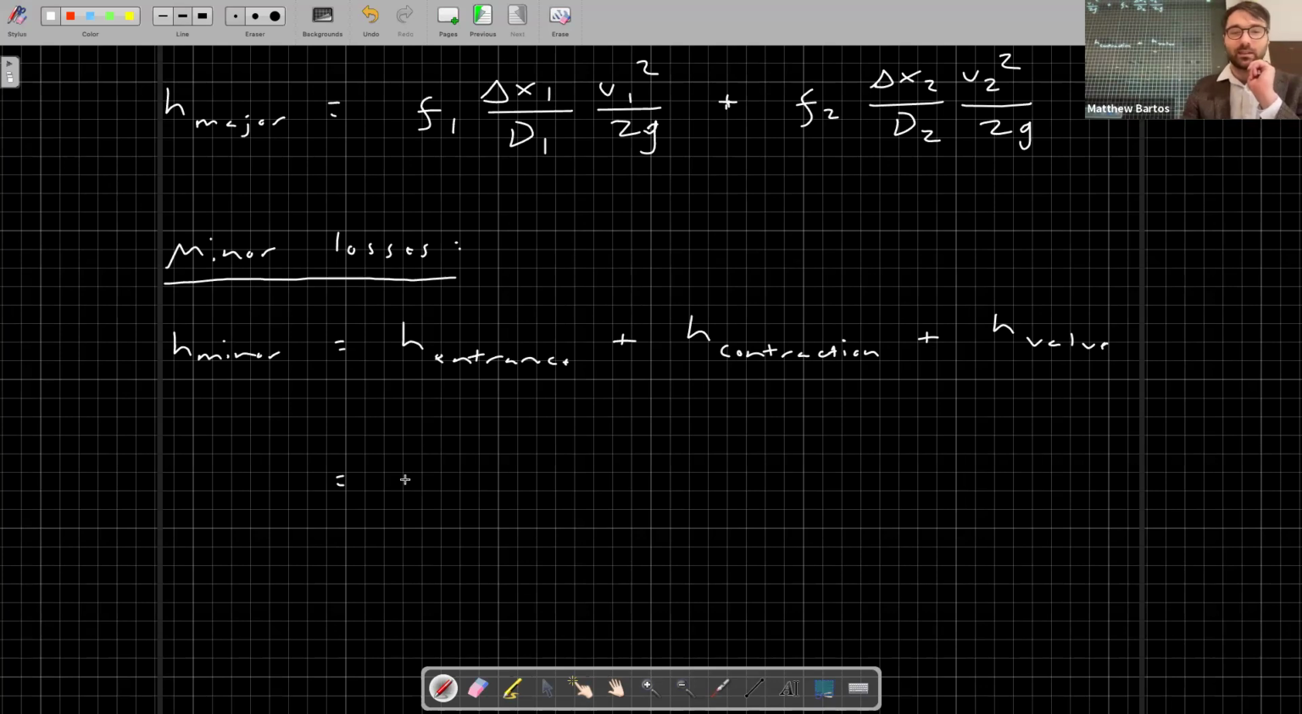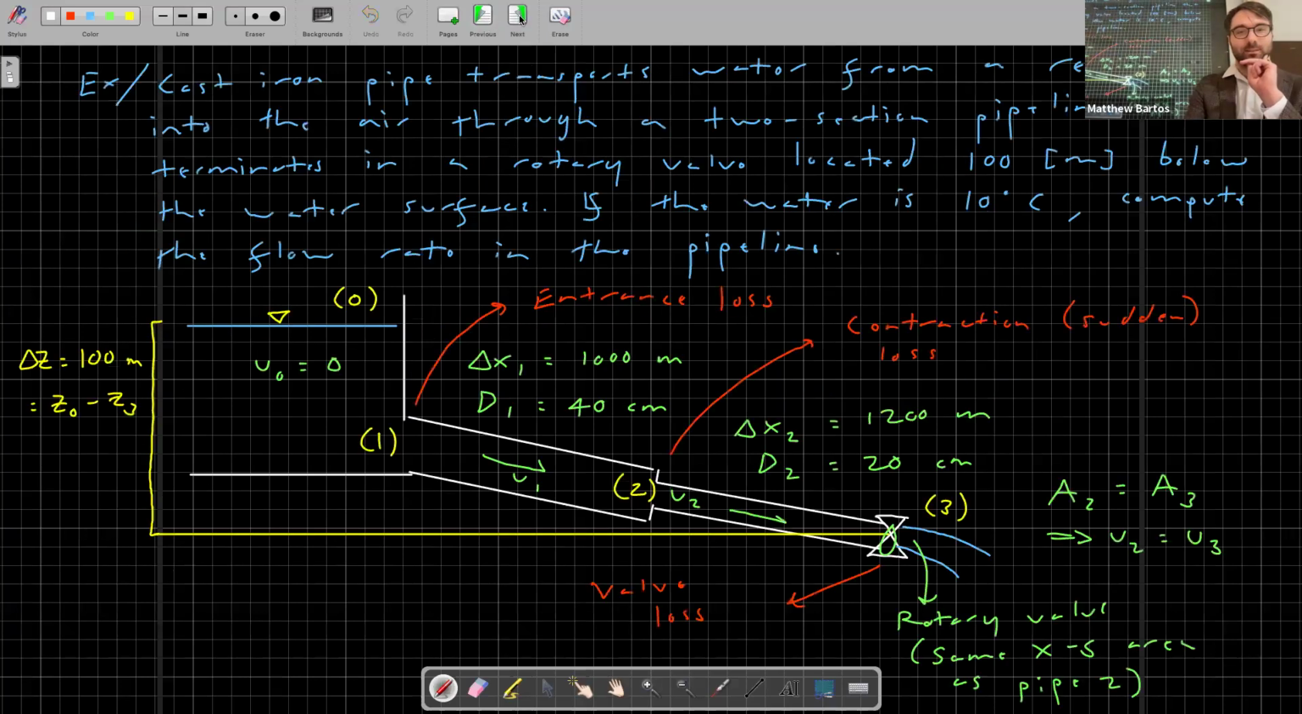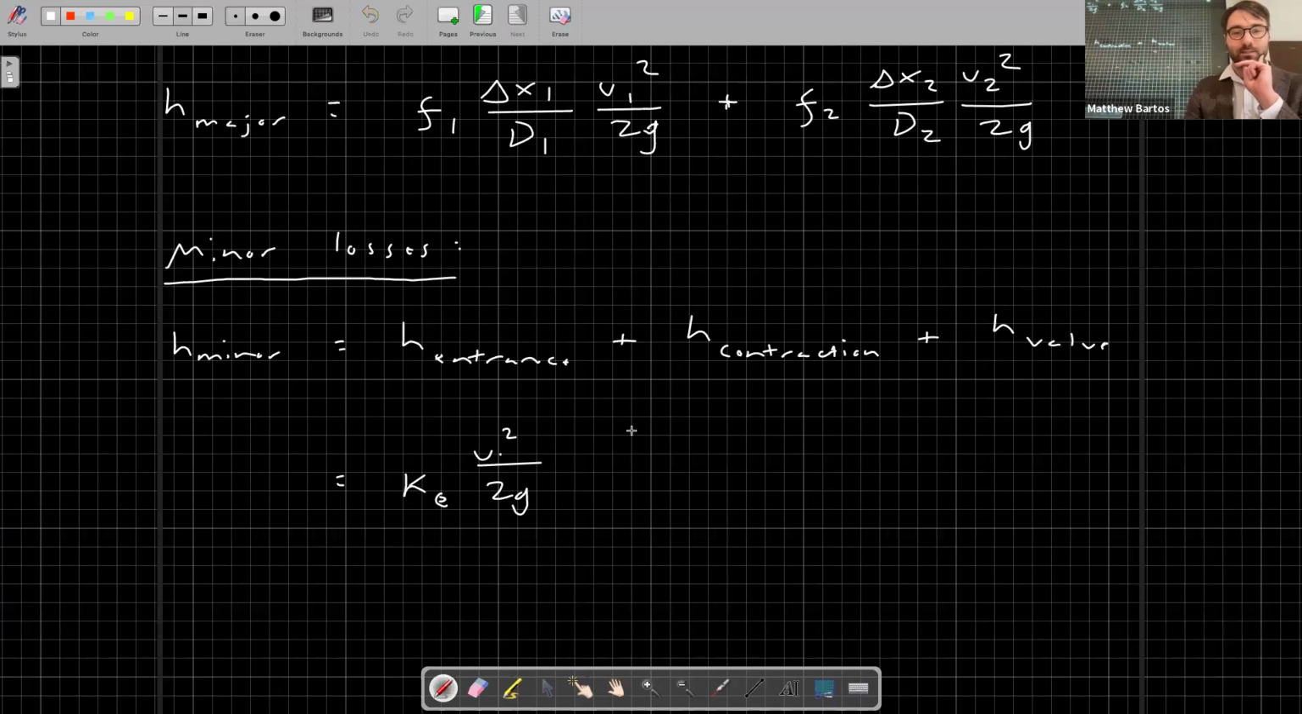So first we have the entrance loss. This is going to be of the form KE, or K little e, times U squared divided by 2G. So what U is this here? Let's look back at the diagram. U1, very good. So this is U1 squared over 2G.